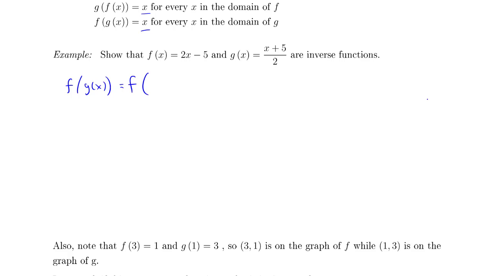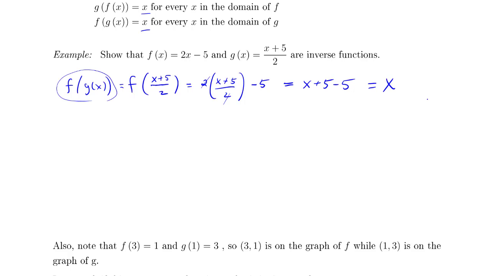Well, g of x is (x plus 5) over 2. But doing f to that says take 2 times it and subtract 5. So do 2 times (x plus 5) over 2 and subtract 5. Well, we see the 2's cancel. I get x plus 5 minus 5, and I get x. Okay, so I did f of g of x, and I got x out of it.